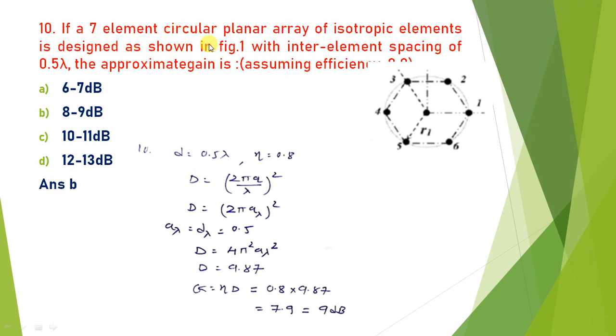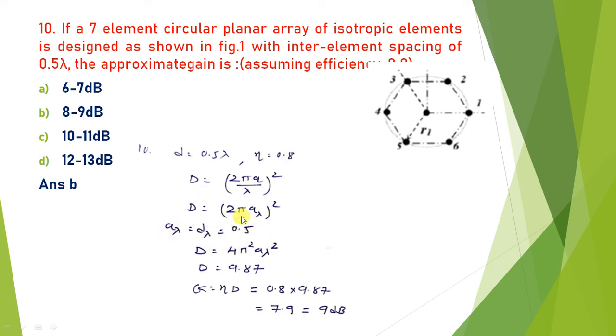If a 7 element circular planar array of isotropic elements is designed using this figure, find out the gain. And the inter-element spacing is given as 0.5 lambda. So now d is equal to 0.5 lambda. Efficiency is given as 0.8. Now what is the value of directivity for this circular planar array? It is (2 pi a by lambda) whole square, where a by lambda is a lambda, and a lambda is equal to the distance. Here in case of radius, the distance is same.